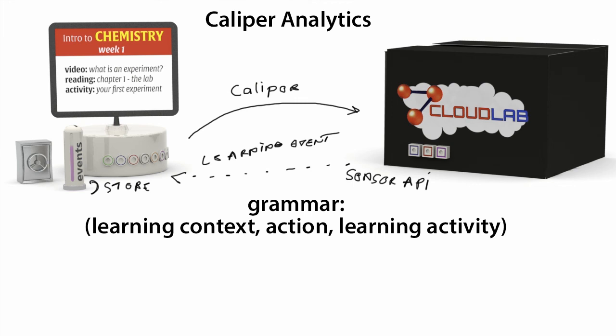Who is doing the action? And then you have the action itself, like open a book, something like that. Then you have the learning activity. So which book is being opened, which chapter, for example. So that's a typical triple.